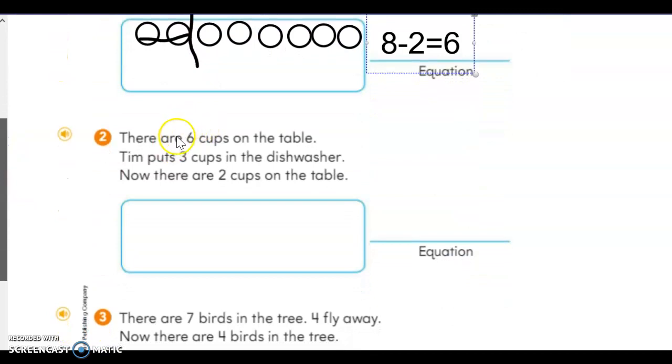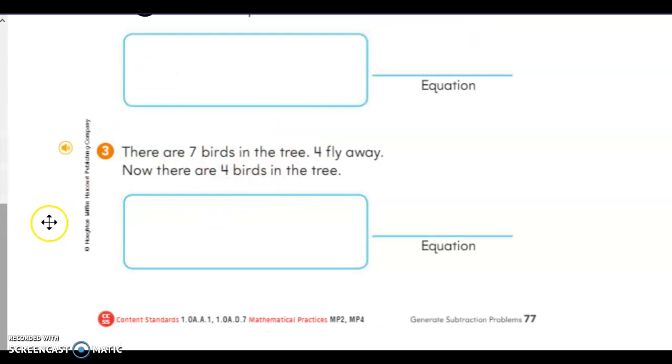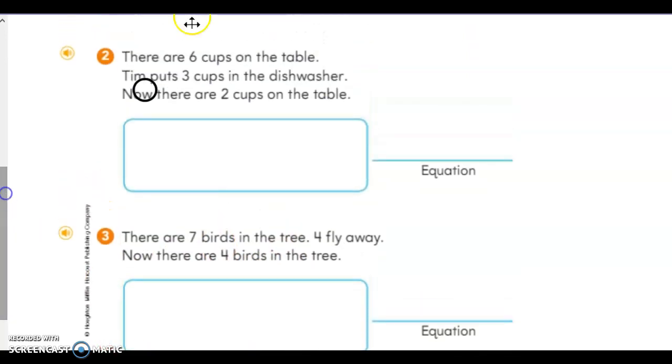Number 2. There are 6 cups on the table. Tim puts 3 cups in the dishwasher. Now there are 2 cups on the table. We have to draw our picture, write our equation, and find out if it is true or false. Alright, so let's go ahead and draw those 6 cups. I'm going to do my best. 1, 2, 3, 4, 5, and 6. Now Tim is going to put 3 of those in the dishwasher, so we're going to subtract those. 1, 2, 3, break it apart, cross it off.